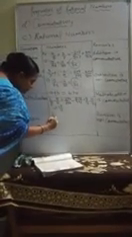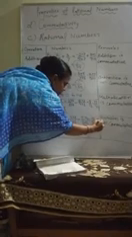We do the same by interchanging the digits: 5 by 4 minus 2 by 3. Again the denominator is not the same, so we take the LCM and solve. So 5 by 4 into 3 minus 2 by 3 into 4. The answer is 15 by 12 minus 8 by 12. The denominator is the same, so 15 minus 8 gives 7 by 12.